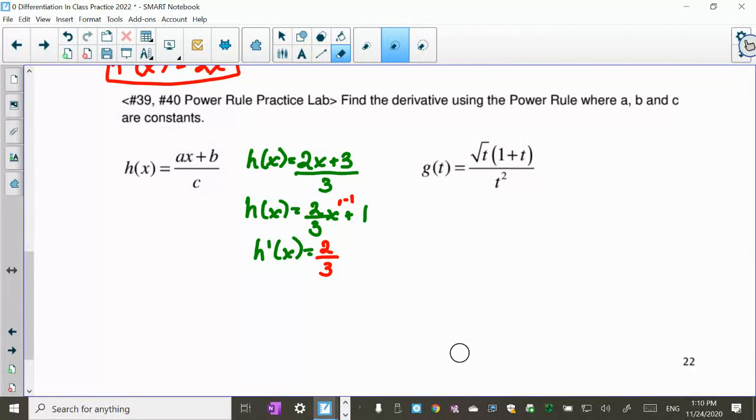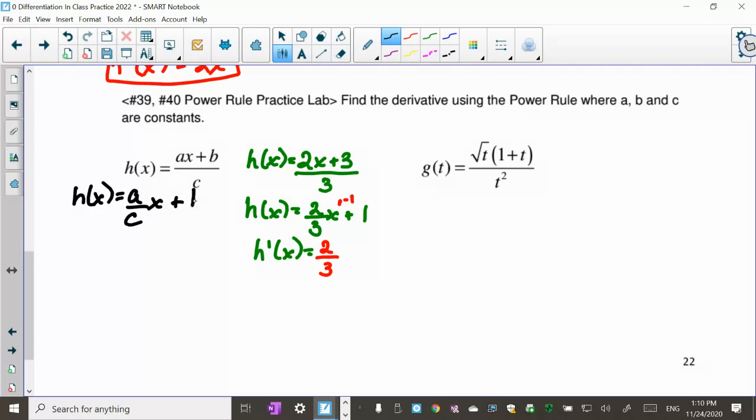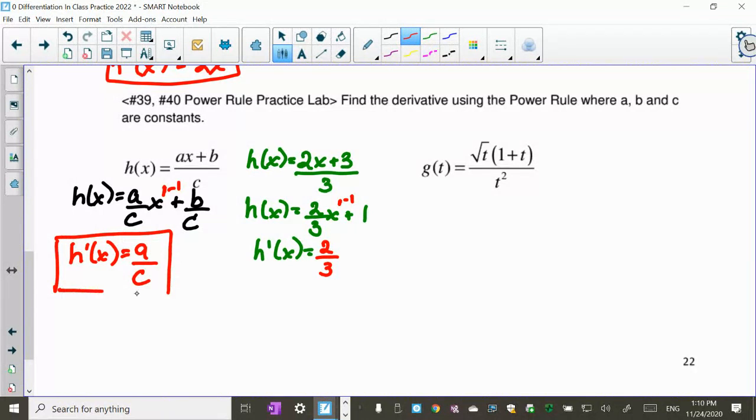Now, why did I do that first before I did it with all letters? Because it's the same type of thing. So here's h of x. And I'm going to split it up because a, b, and c are constants. So I have a over c x plus b over c. So now when I go to do the derivative, I'm going to do h prime of x. This has a power of 1. 1 times a over c is a over c. Subtract 1, that's to the 0 power, so that's a 1. And the derivative of a constant is 0. So h prime of x is going to be a over c. So that's number 39.